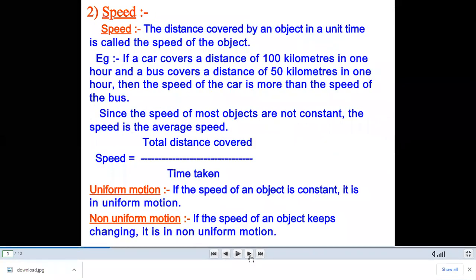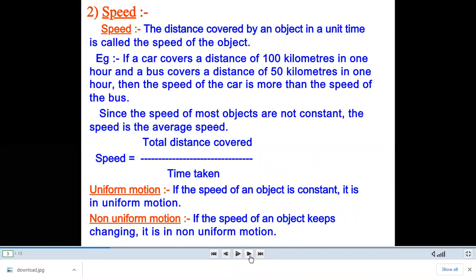Then we discussed speed. Speed is the distance covered by an object in a unit time. We know that if a car is moving on the road and it covers 100 kilometers in 1 hour, we can say its speed is 100 kilometers per hour. If a bus travels 50 kilometers, then we can say 50 kilometers per hour. You can check here, the time will be the same and the distance will be different, then only we can compare the speed easily, right? Otherwise we have to convert the units.